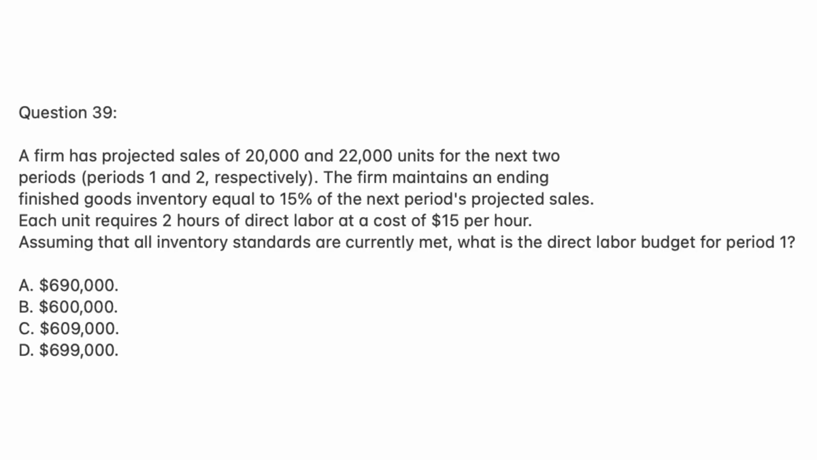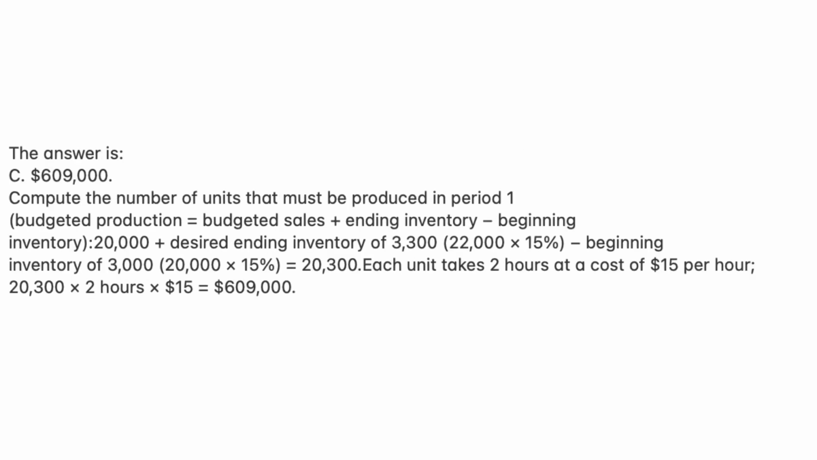Question 39. A firm has projected sales of 20,000 and 22,000 units for the next two periods, 1 and 2, respectively. The firm maintains an ending finished goods inventory equal to 15% of the next period's projected sales. Each unit requires 2 hours of direct labor at a cost of $15 per hour. Assuming that all inventory standards are currently met, what is the direct labor budget for period 1? A. $690,000. B. $600,000. C. $609,000. D. $699,000. The answer is C.